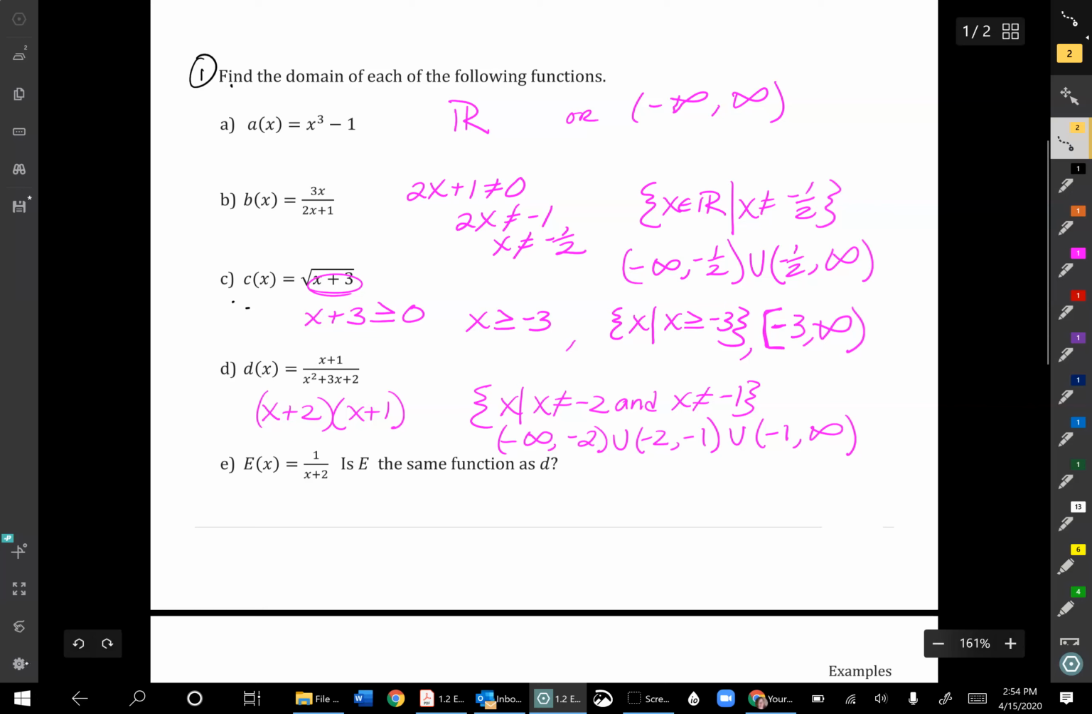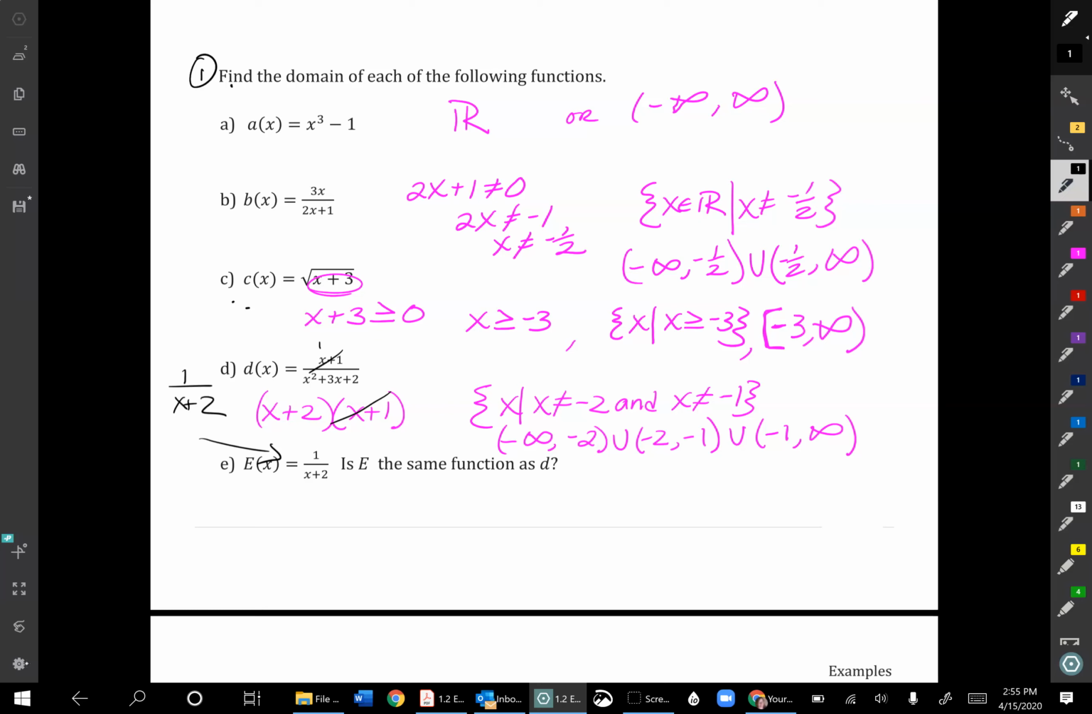For part E, we want to find out if e of x equals 1 over x plus 2 is the same as function d up here, x plus 1 over x squared plus 3x plus 2. Because if I were to simplify d, I would end up getting 1 over x plus 2, which looks like this, right?